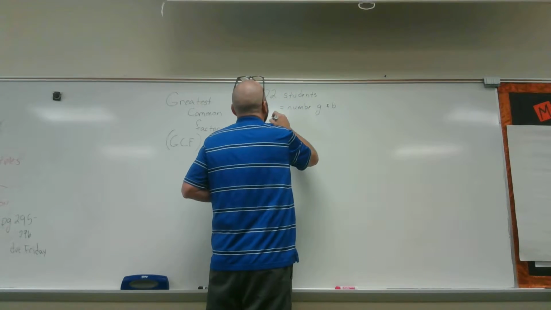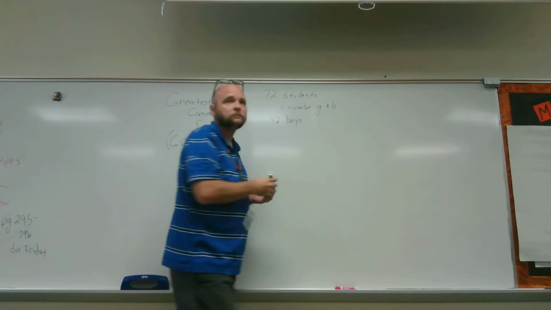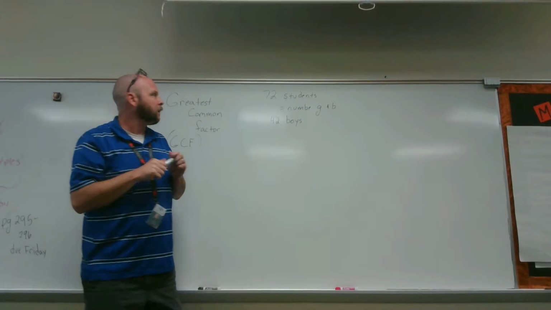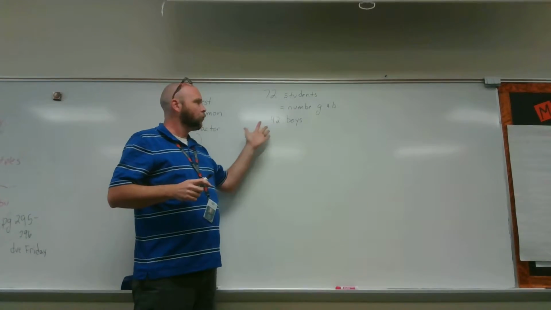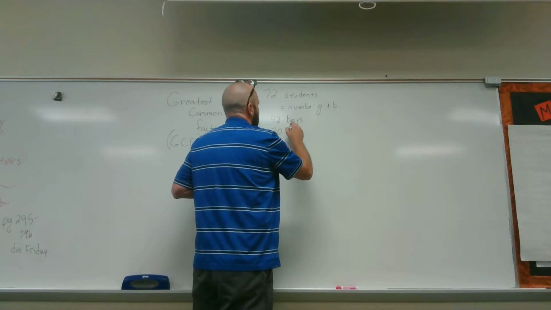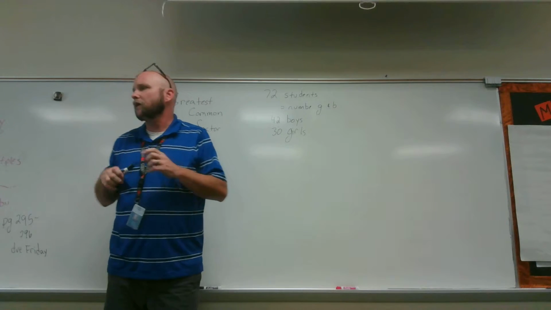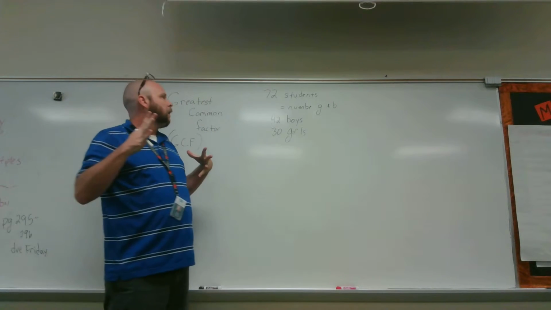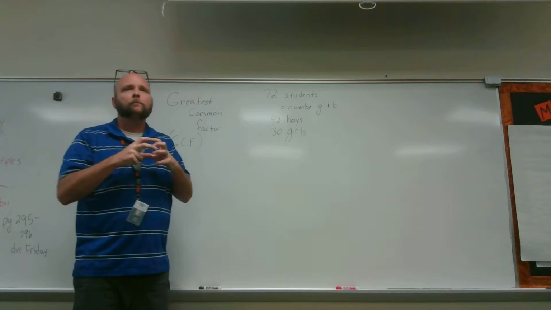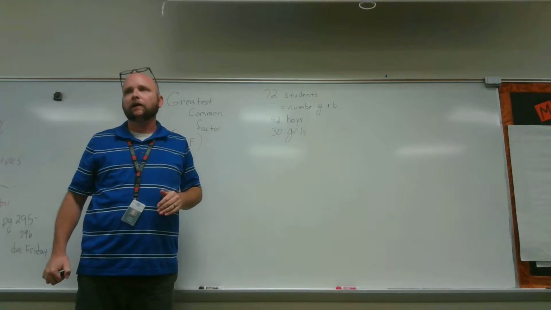Okay, so 42 boys, how many girls? I don't know. We'll figure it out. There are 72 students. 42 of them are boys. 30 girls. Now this is asking basically, we want to find the biggest number that is a common factor of 42 and 30.